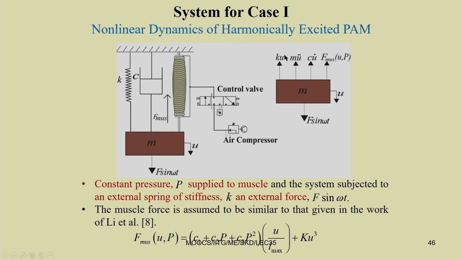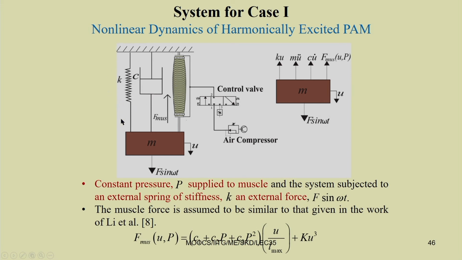So, let us consider this PAM, a pneumatic artificial muscle. You can see the entry and exit. The air from the air compressor goes through a control valve, and from this control valve it is put inside this muscle so that it can contract. When it is contracting, you can see on this side we have a spring and damper also.